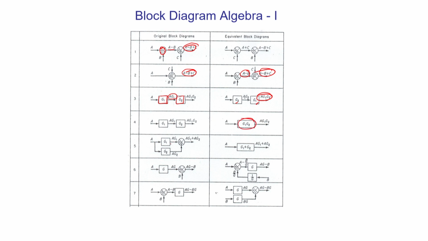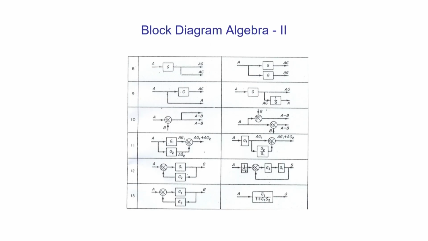And here is a case where G1 and G2 are in the forward part of the loop, and then you can actually take it out and write it as G1 plus G2, because these are summing up here, and if it is minus, then you can break it down. So, you can play with the block diagram algebra. Some are very simple, some require a little bit of thought process.